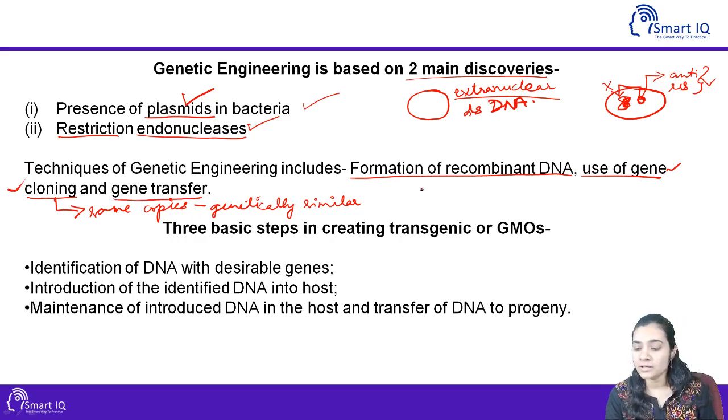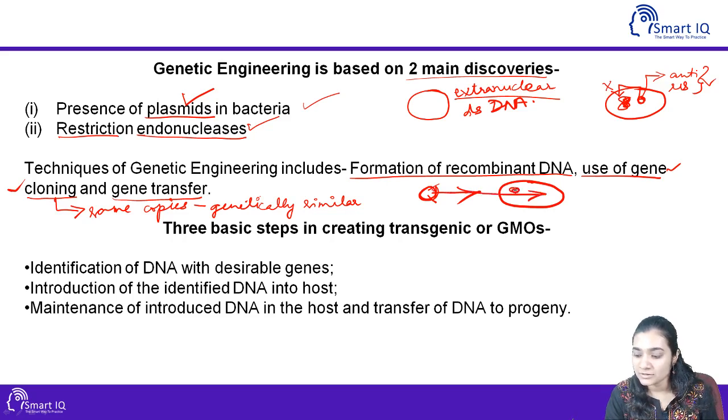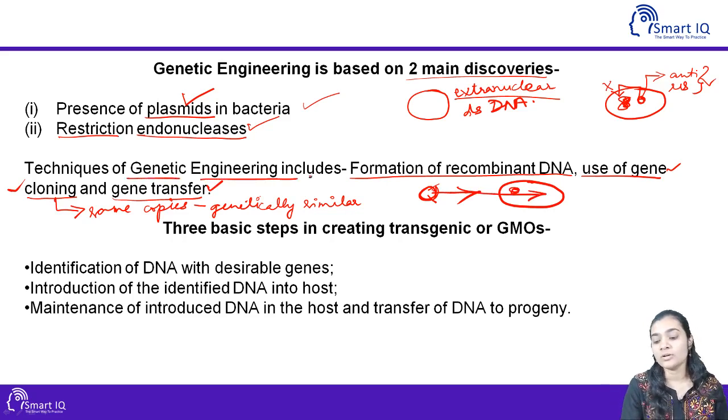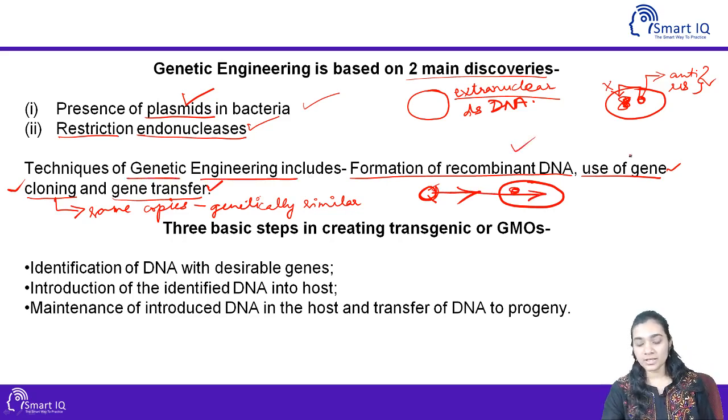Now we have a recombinant plasmid. Okay, it has the gene of interest inserted into it, as I've already told you here. Now it is important for you to put this in the cell of the organism that you wish to produce it from. Okay, so suppose you want to produce it in a bigger cell. So this plasmid has to enter this cell. So gene transfer is important. So genetic engineering also includes formation of recombinant DNA, use of gene cloning and gene transfer techniques.